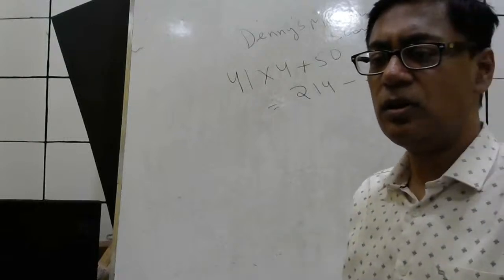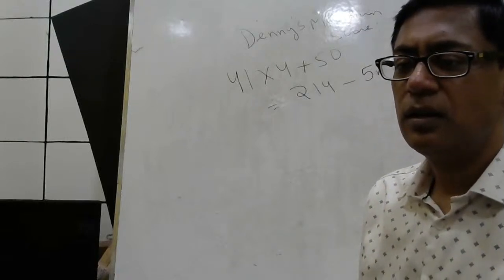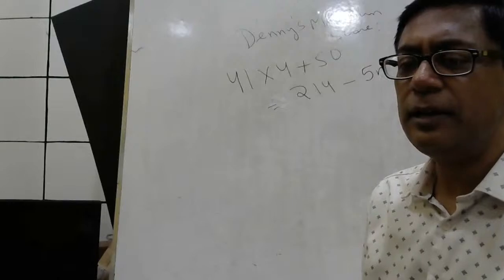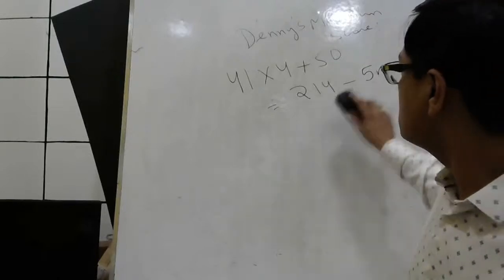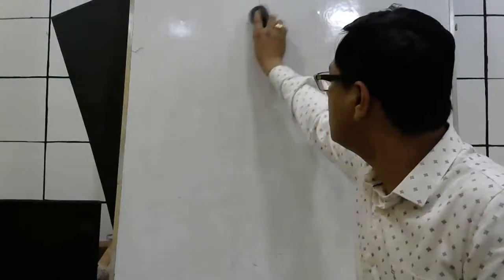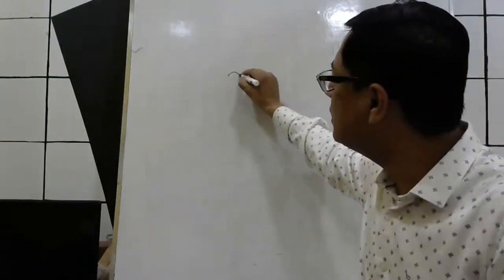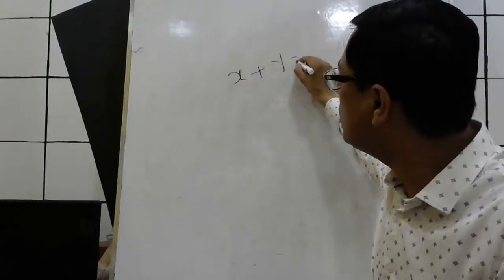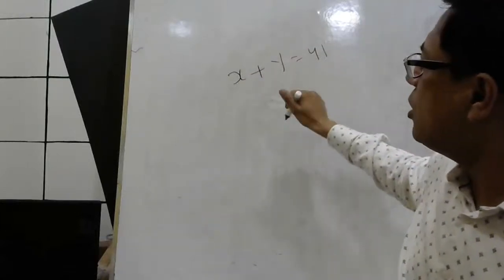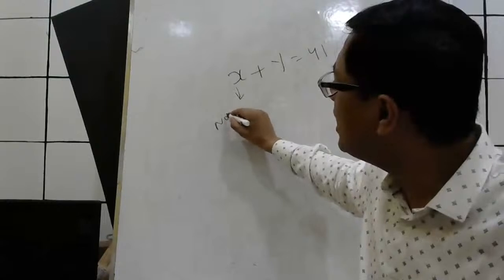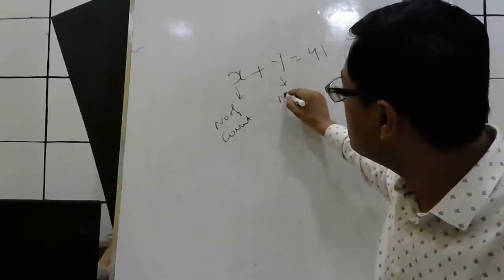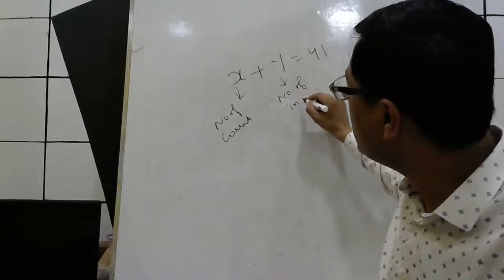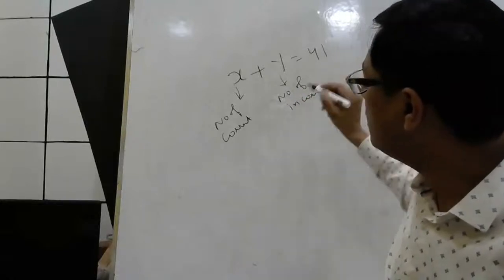Okay, so I'm getting some of the no's. Let me explain to you and try my best to explain again. So let us try and see that x plus y is equal to 41. Now x is number of correct and y is number of incorrect, right?